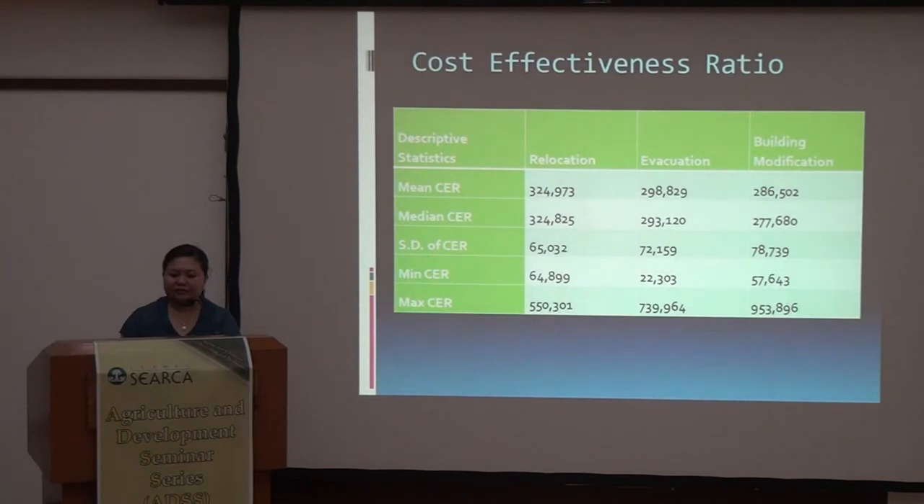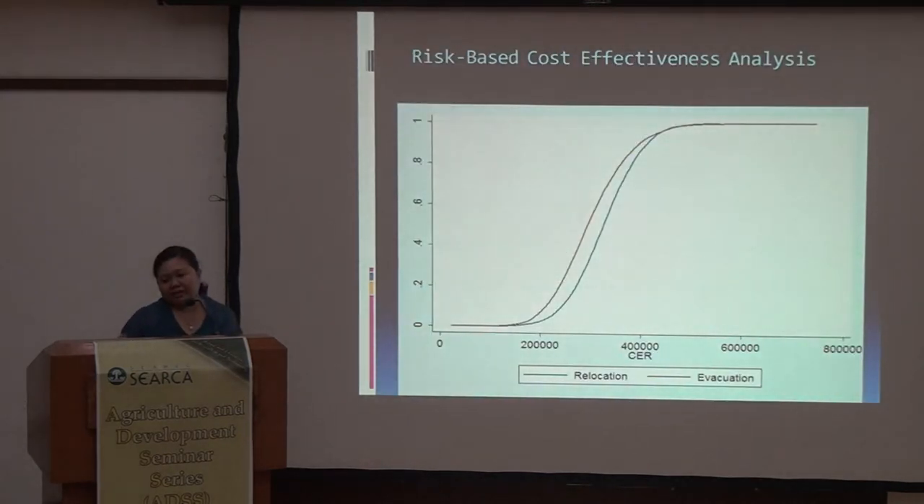So this is the result of our cost effectiveness ratio, and what we can see here is that building modification has the lowest CER ratio, followed by evacuation and relocation. So this is the mean CER from the Monte Carlo simulation. To get a visual look at the risk-based cost effectiveness analysis, consistently, evacuation has a lower CER than the relocation option because it is located to the left. The evacuation, the red line, is located consistently to the left of the relocation option.